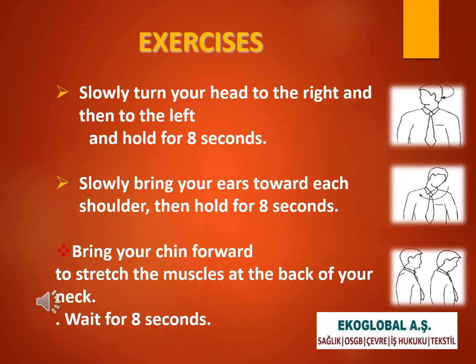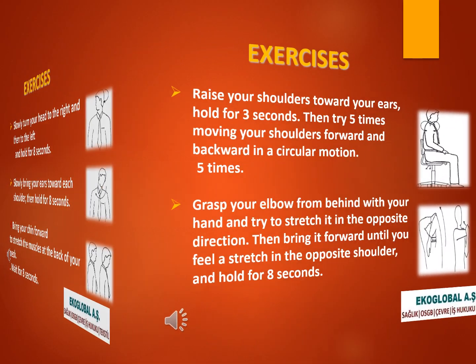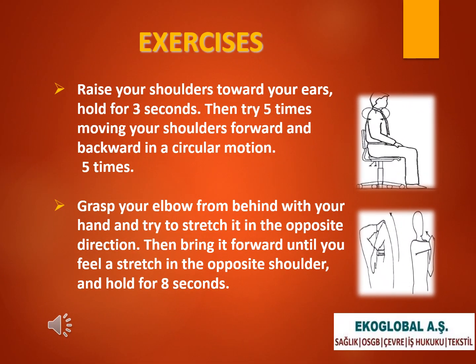Slowly turn your head to the right and then to the left and hold for 8 seconds. Slowly bring your ears toward each shoulder, then hold for 8 seconds. Bring your chin forward to stretch the muscles at the back of your neck. Wait for 8 seconds. Raise your shoulders toward your ears. Hold for 3 seconds. Then try 5 times moving your shoulders forward and backward in a circular motion.